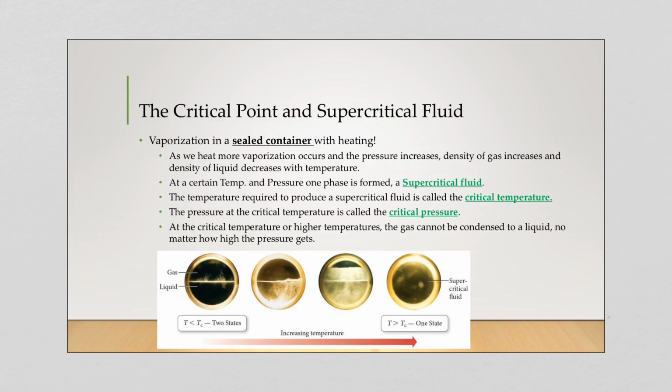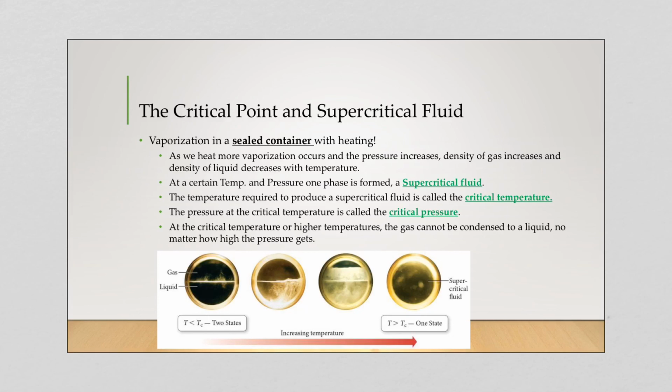But for some materials, as we heat, more vaporization will occur, and the pressure will continue to increase. The density of the gas as this is occurring starts to go up, because we have a fixed volume. We can put more gas in there, so the gas molecules are closer and closer together, and the density of the gas gets higher and higher. At the same time, the density of the liquid is going down, because densities of liquids decrease with temperature. If I heat up the liquid, it gets less dense. The molecules move a little bit further apart.